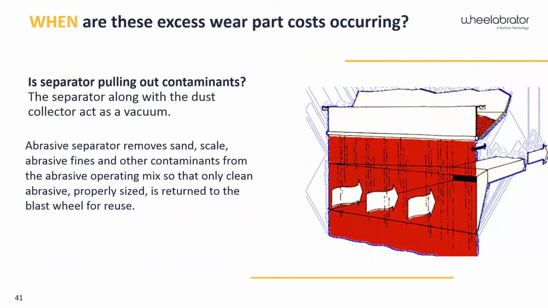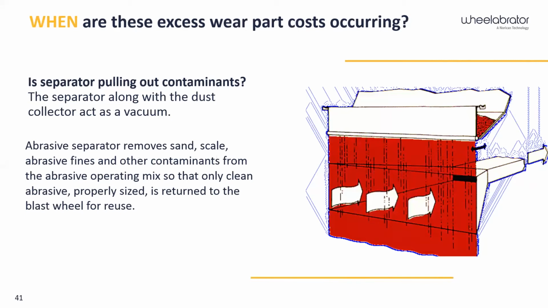Okay, another way that the excessive wear parts are occurring is if your separator is not functioning properly. The separator is probably the second most important part of a whole system. Blast wheels, in my opinion, being the first, the separator the second. The separator, along with the dust collector, is like a huge vacuum. As your contaminants and your blast media are cascading down, you have that full curtain across there. With your dust collector functioning properly, you're pulling through that curtain of media dropping down.